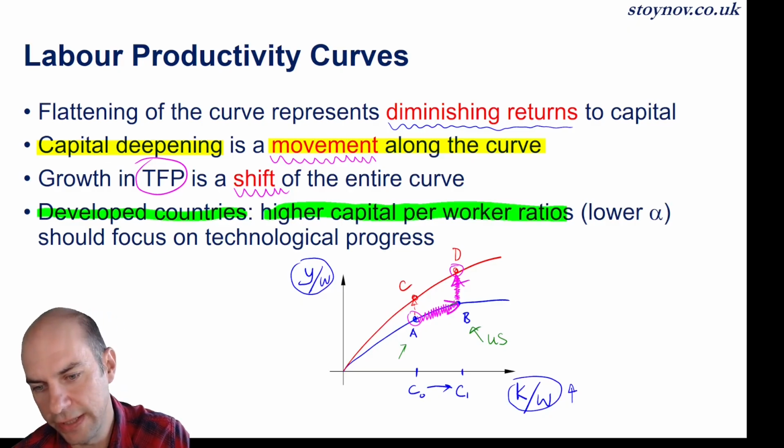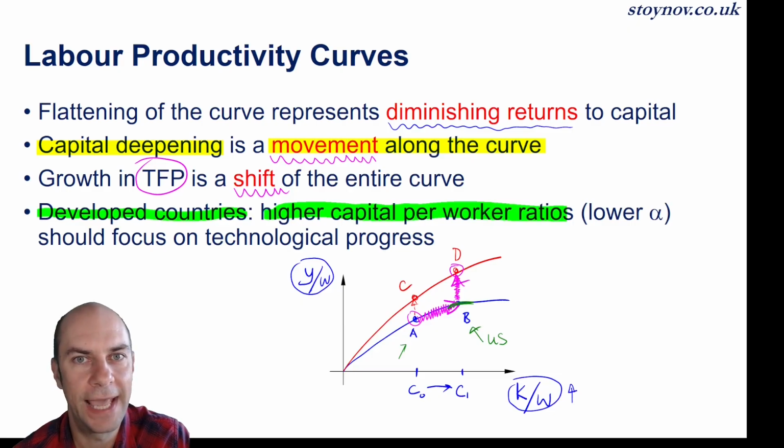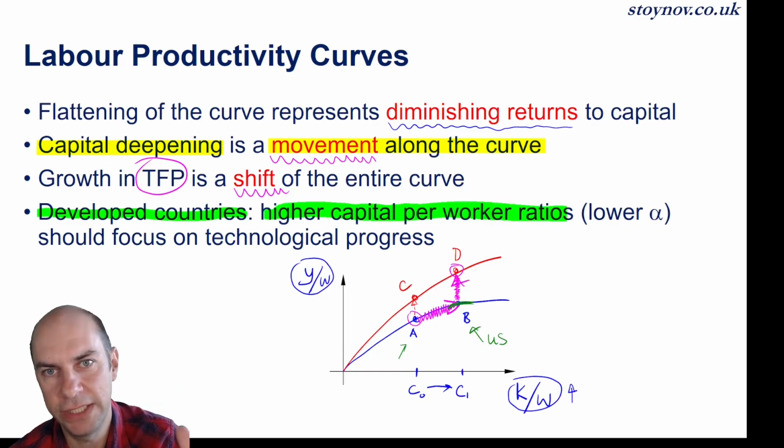But notice that this is also where the curve is getting flatter. So there are higher diminishing returns at that point. So further increases in the capital per worker ratio will give me less bang for the buck, less increase in output.